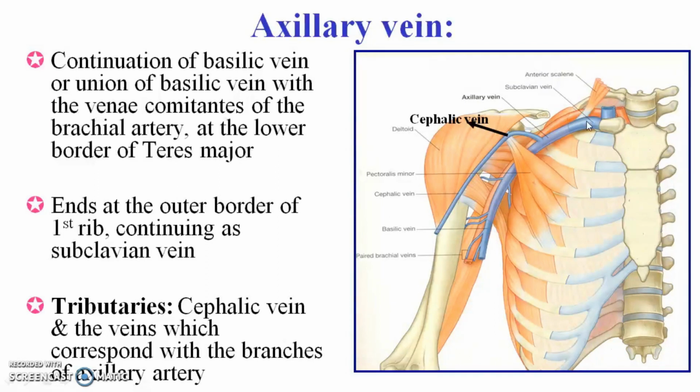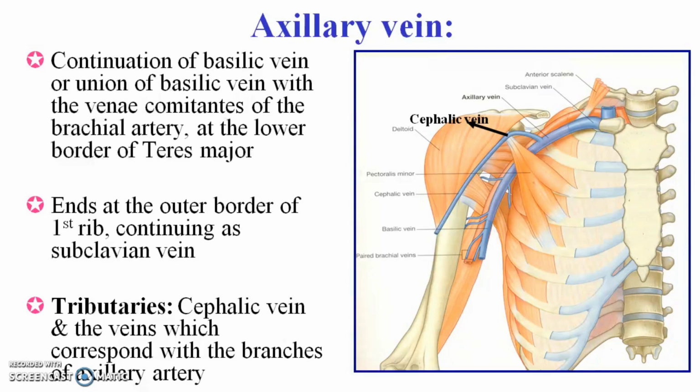So it is going to continue again as subclavian vein that we are going to see. So it ends at the outer border of first rib and it is continuing as subclavian vein. Axillary vein is a continuation of basilic vein. At last it is going to reach the outer border of first rib, and from there it is going to continue as subclavian vein. That's it.